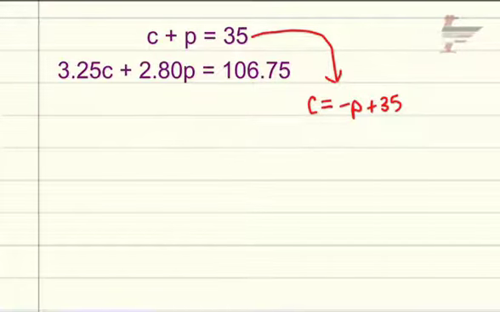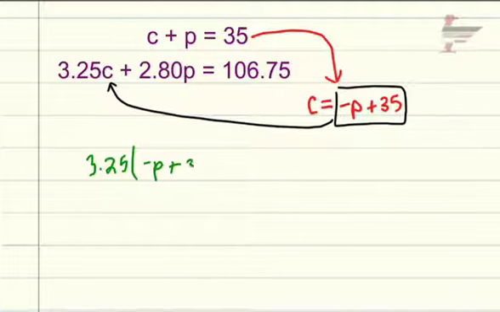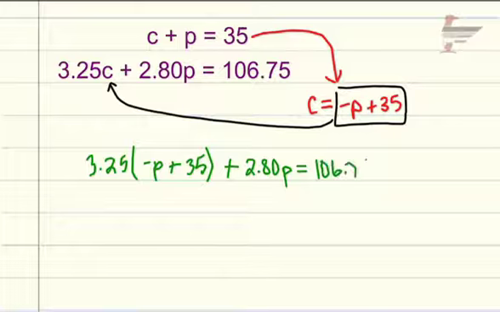Now that we know what C is, we can take this and substitute it into the equation we haven't used yet. And we're going to plug it in for the C value. And we're going to have 3.25 times negative P plus 35. And then just keep writing the rest of the equation, plus 2.80P equals 106.75. Let's do some distributing.